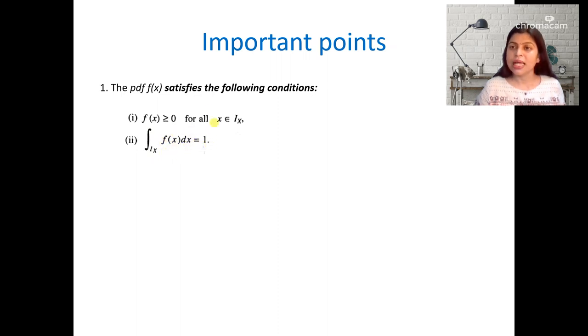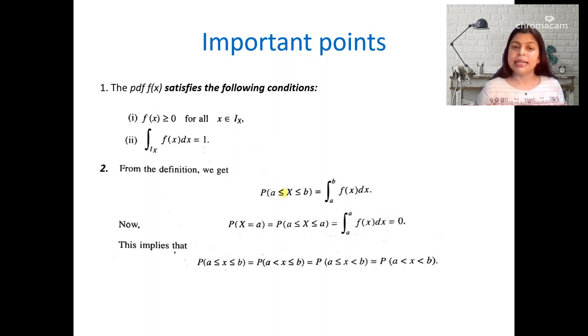Because we know that in discrete we use the summation sign, and in the continuous range we use the integration sign. So the properties are the same conditions that we learned in the probability mass function. These are almost the same. Now the second point is this thing.